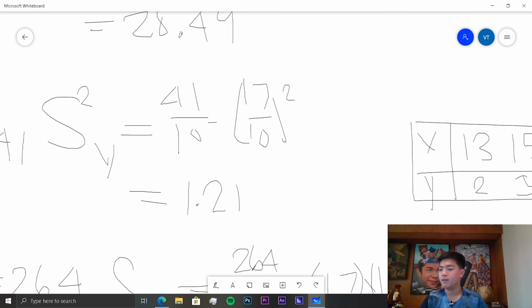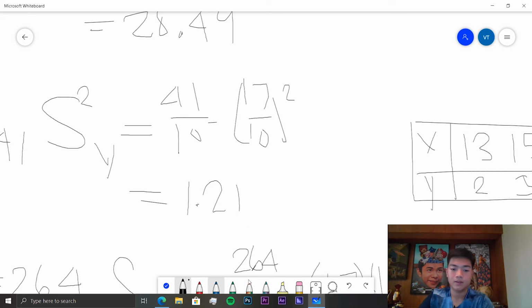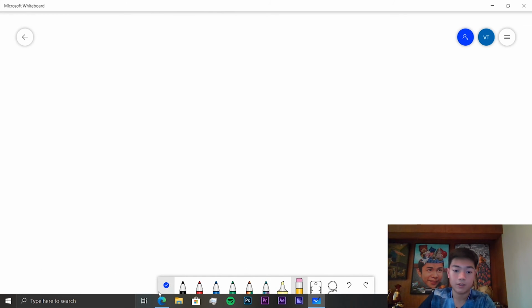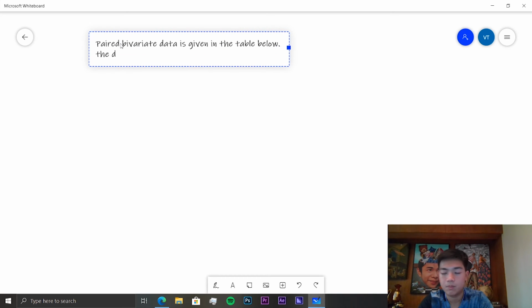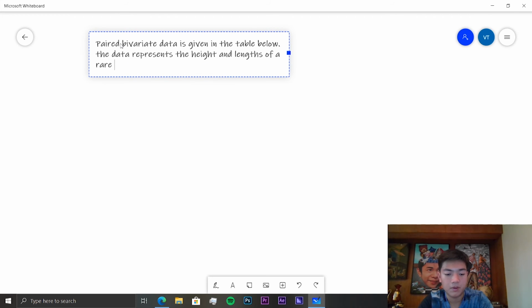Okay, and then we can move on to the final question. And the final question is: paired bivariate data is given in the table below. The data represents the heights and lengths of a rare type of animal found on a small island.